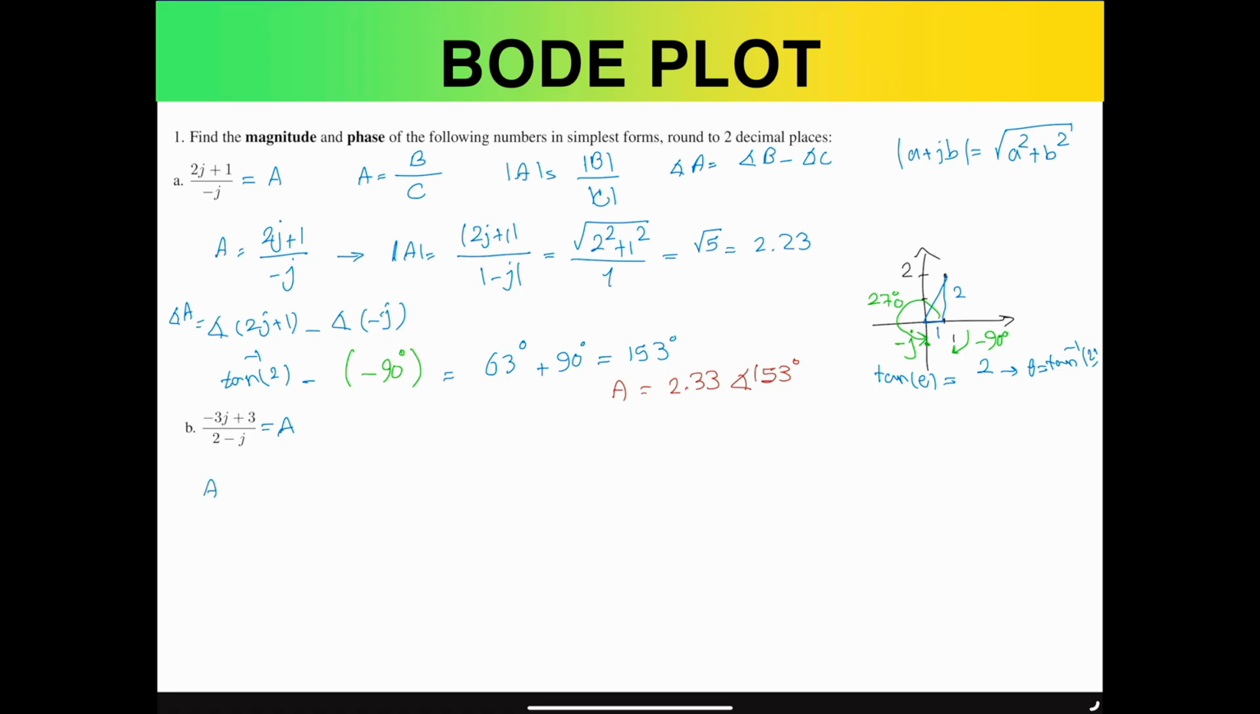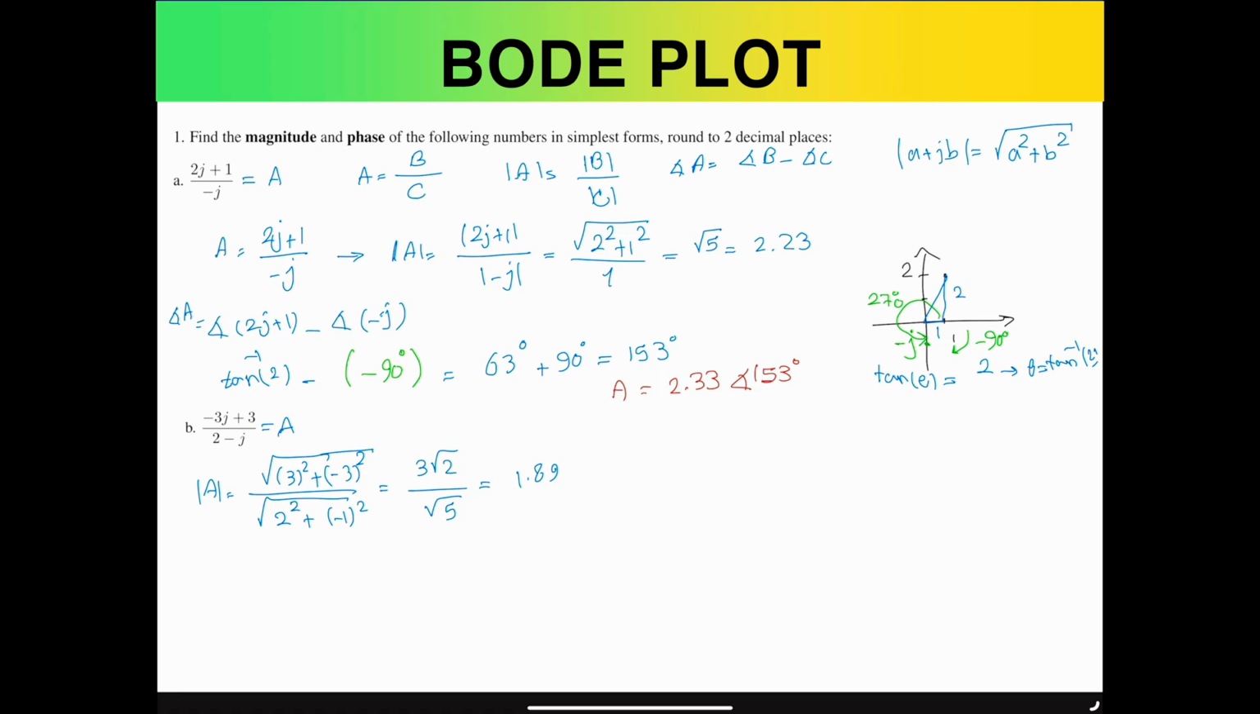Now, A, in terms of the magnitude, similarly is going to be represented as the square root of the real part squared, so 3 to the power of 3 plus the imaginary part squared minus 3 to the power of 2, divided by, again, the real part to the power of 2 plus the imaginary part minus 1 to the power of 2. So let's simplify that. The numerator will become 3 square root of 2, and the denominator will become square root of 5. If we simplify this, we will get 1.89 as the magnitude.